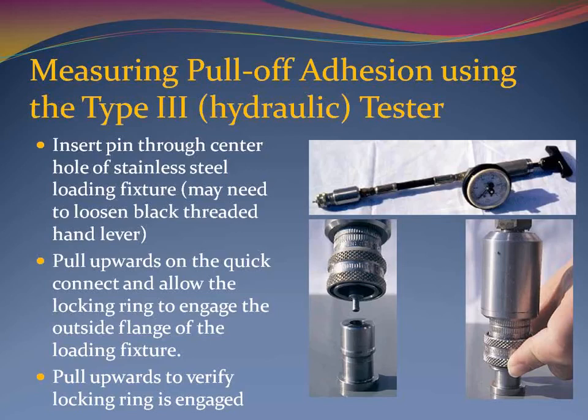Attach the adhesion tester to the fixture by rotating the black threaded hand lever counterclockwise to retract the stainless steel pin. Insert the center stainless steel pin through the center of the pull stub, or loading fixture. Then attach the quick connect locking ring to the fixture by pulling back on the snap-on ring and locking the ring onto the flange of the fixture. Pull slightly upward on the adhesion tester to ensure it is engaged onto the fixture.